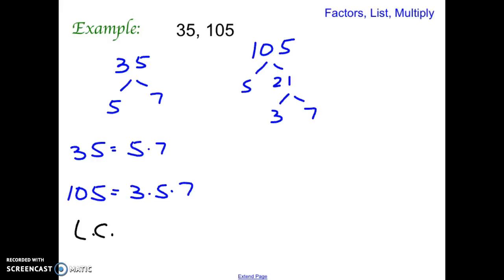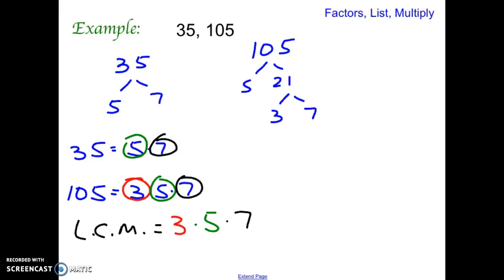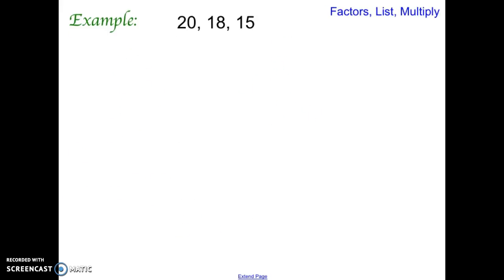So for our least common multiple, we start looking at the terms. We got a 3. Each term has 1 5. And each term has 1 7. So if we multiply those out, the 3 times 5 times 7 should give us 105. So in this case, it turns out 105, besides being one of the factors, is the least common multiple. 35 goes into 105 3 times. Now, if you have more than 2 terms, the steps are the same. We just have to look at more factors.